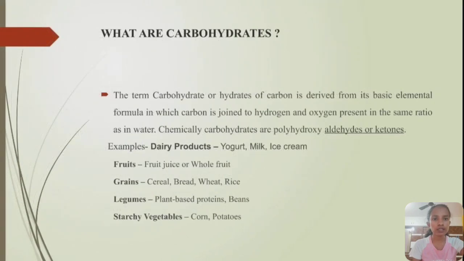What are carbohydrates? The term carbohydrate, or hydrates of carbon, is derived from its basic elemental formula, in which carbon is joined to hydrogen and oxygen present in the same ratio as in water. Chemically, carbohydrates are polyhydroxyaldehydes or ketones. Examples: dairy products, yogurt, milk, ice cream; fruits, fruit juice or whole fruit; grains, cereal, bread, wheat, rice; legumes, plant-based proteins, beans; starchy vegetables, corn, potatoes.